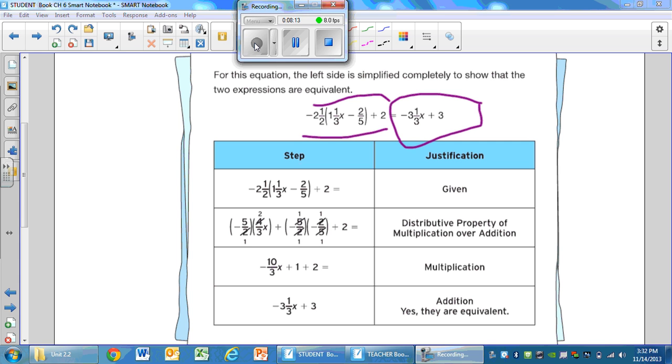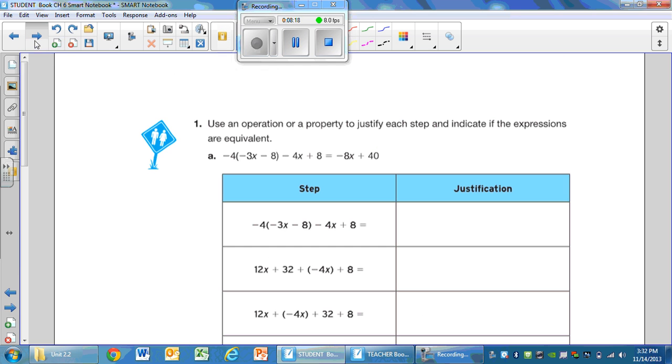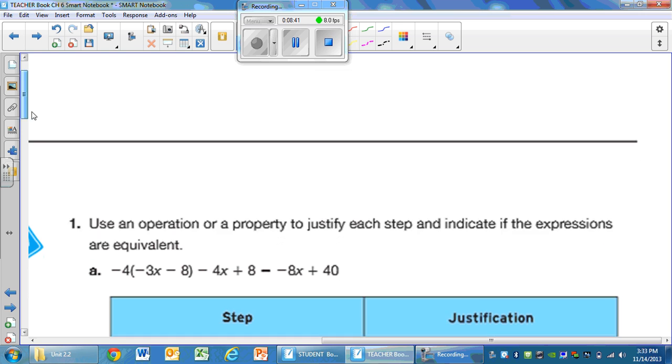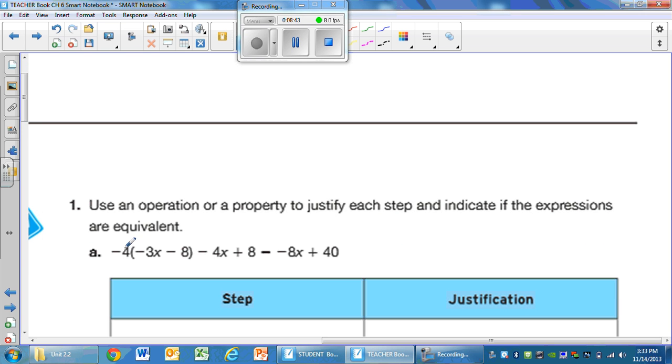All right, and then let's turn to page 327 and try some of these justifications on our own. So we have 1, use an operation or property. Remember all our distributive properties that we have, multiplication over addition, division over addition and subtraction, all that we've been studying, and you can look back through your book if you need to remember what those are. Normally the first step is just the given. So we're trying to say that all this on the left is equal to this right side.